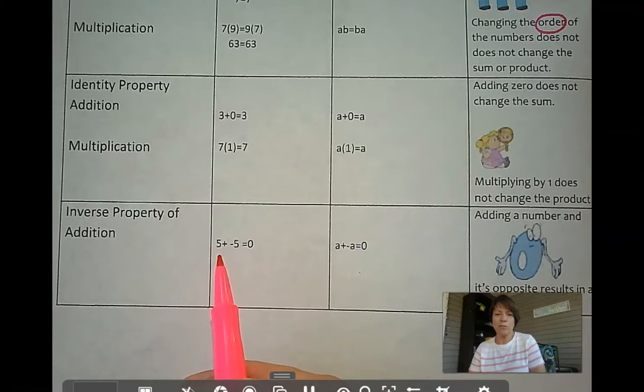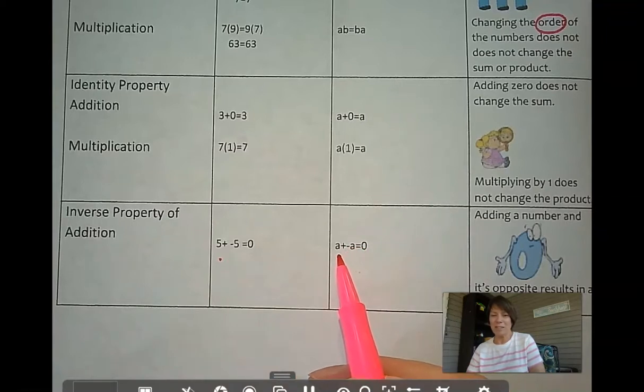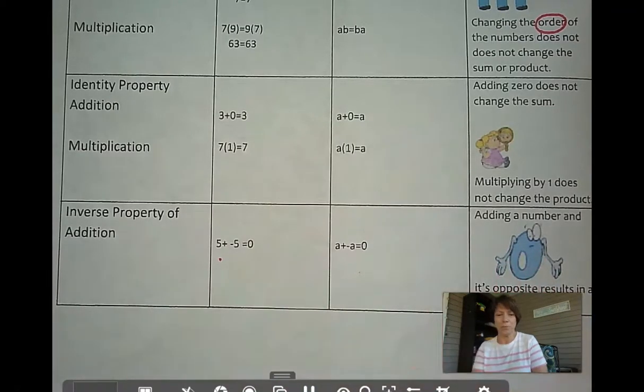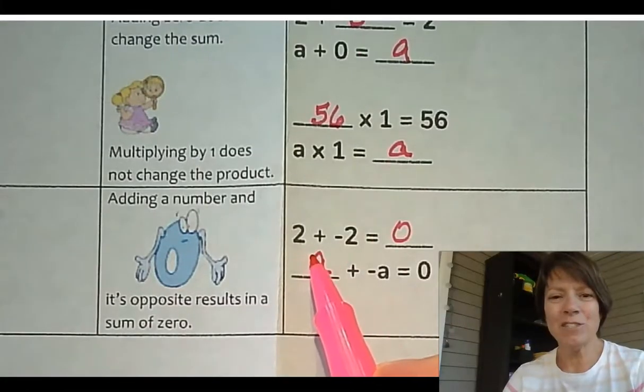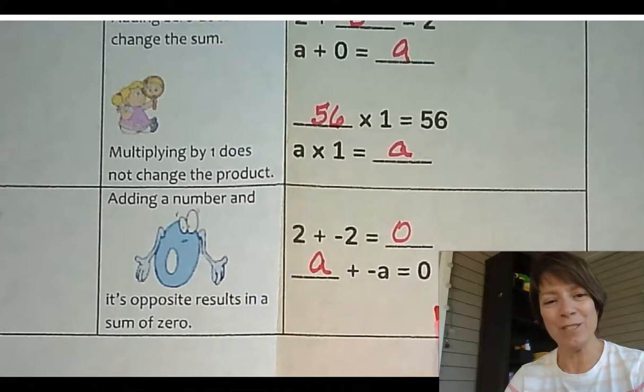You know that if you are given $5 and you go to the store and spend that $5, you're left with $0. Algebraically, it looks like this. A plus negative A equals 0. So adding a number and its opposite gives you 0. For our examples then, 2 plus its opposite, negative 2, equals 0. And A plus its opposite, negative A, equals 0.